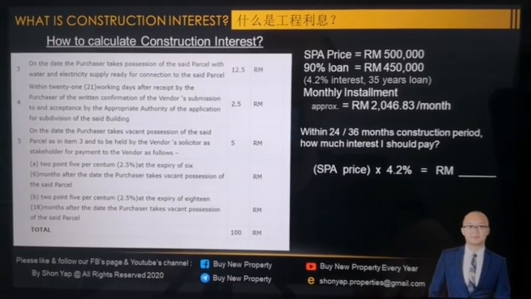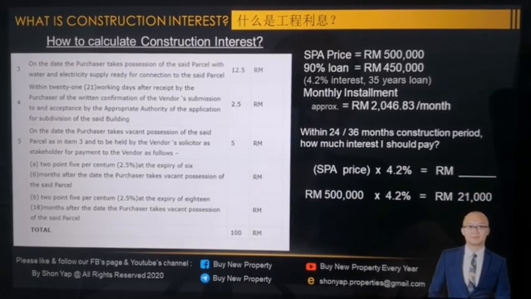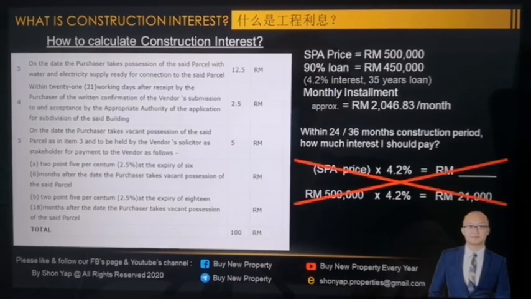Some agents, or some new agents, have no experience or don't know how to calculate. They will just mention the cost, or tell you to calculate it yourself. 500,000 times 4.2%, you would be paying about 20,000 plus for 2 years, or for 3 years. But actually this calculation is wrong, because it is not accurate.